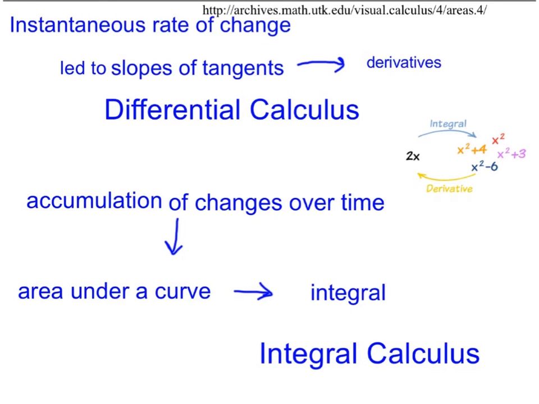So in class I talked to you about how these two areas of calculus interact together. We talked about instantaneous rate of change, which led to the slopes of tangents, which led to derivatives and differential calculus. Then accumulation of changes over time led to area under a curve, which led to the integral and integral calculus. So you can see here a little demonstration. Here's the derivative. If you take the derivative, it's 2x. If you take the integral, you end up back at the function. And so notice here that the integral without the plus c, or with the plus c, could lead to many different derivatives.